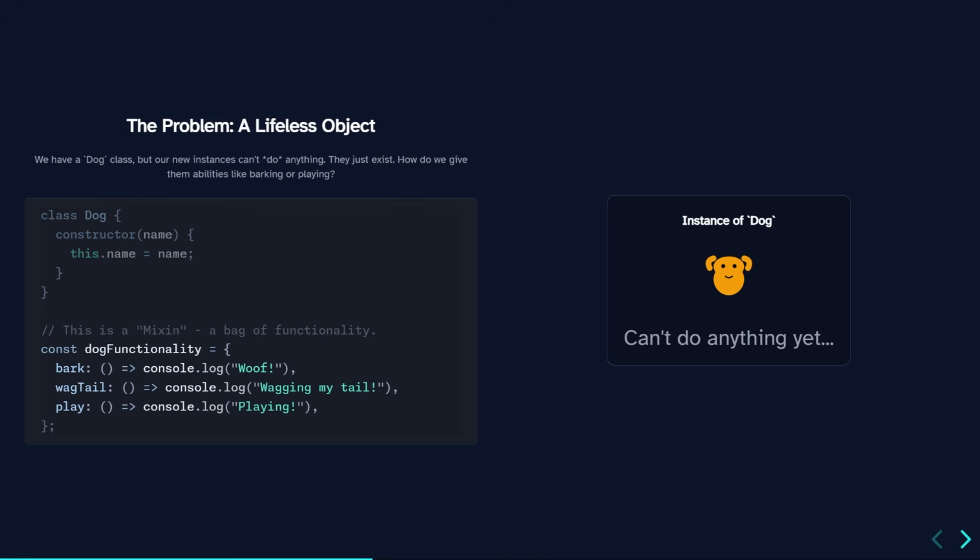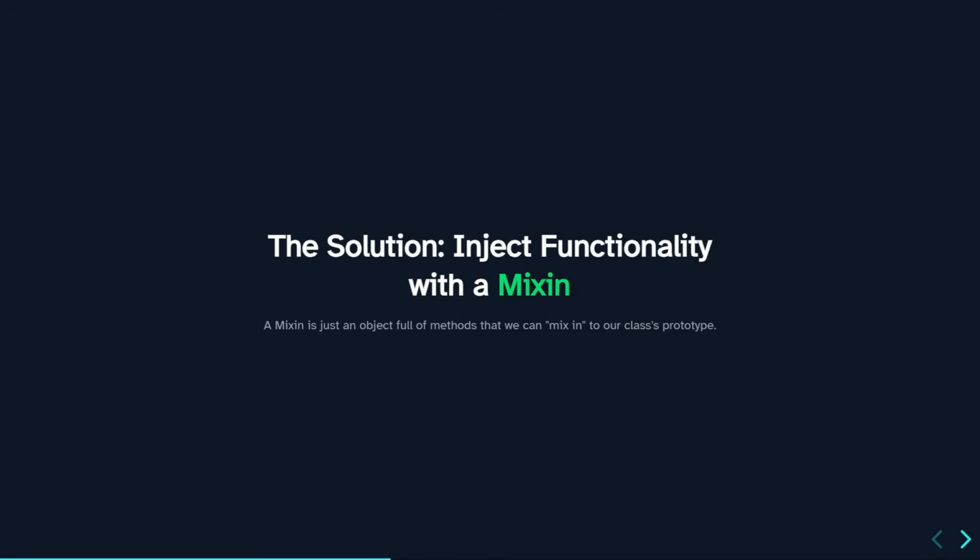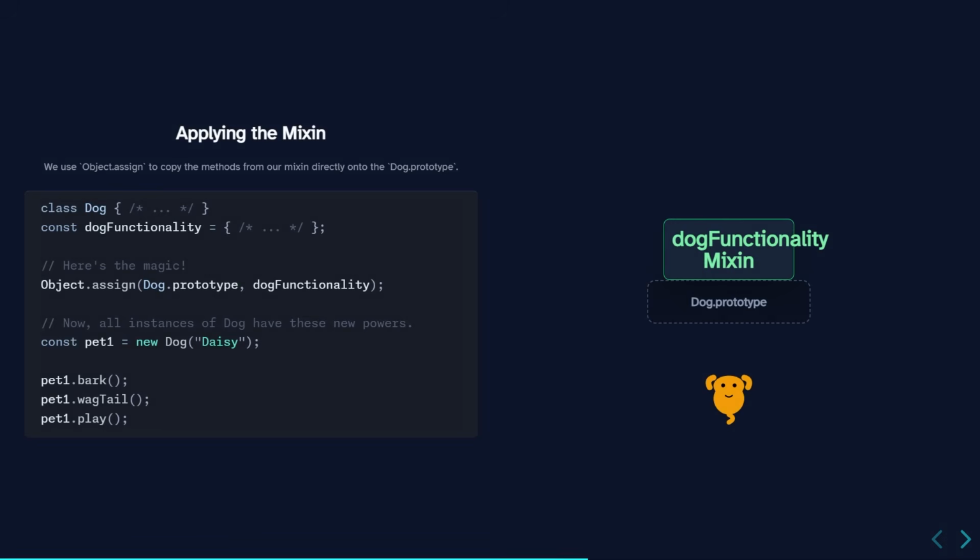The solution is to inject this functionality directly. We are not going to use inheritance. Instead, we are going to mix these new abilities right into our dog class's DNA, so to speak. We achieve this with a built-in JavaScript method, Object.assign. Its job is to copy properties from one or more source objects to a target object. Here's the magic line. We target the Dog.prototype, the shared blueprint for all dog instances, and copy the methods from our dogFunctionality Mixin onto it.